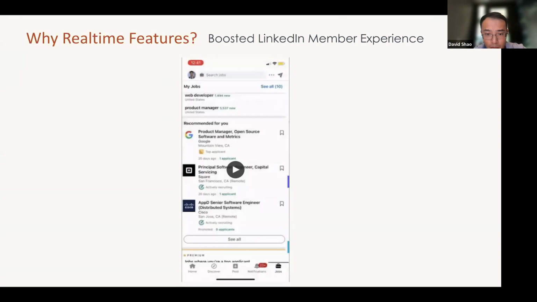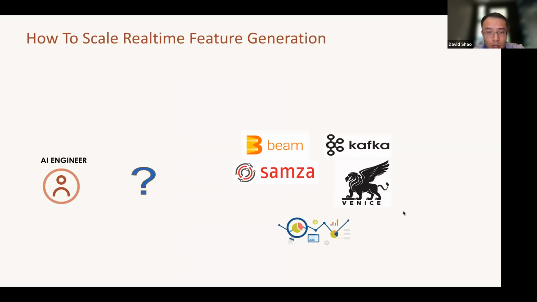Yeah, so with a significant business impact introduced by real-time features, the next question is how to scale real-time feature generation at the framework level. The main stakeholders for feature generation at LinkedIn are AI engineers. There are multiple technological challenges for AI engineers when they build a scalable real-time feature generation application. Usually, AI engineers have limited infra knowledge.